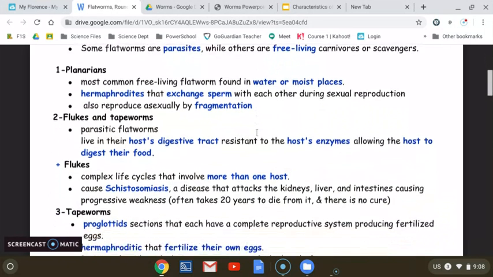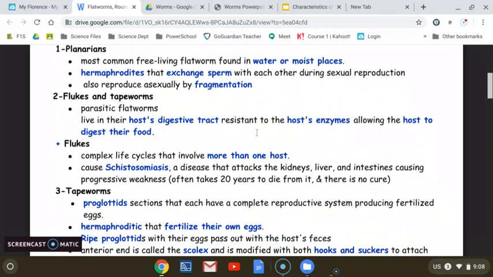Your planarians are the most common free-living flatworm, found in water or moist places. They are also hermaphrodites that exchange sperm with each other during sexual reproduction. They also reproduce asexually by fragmentation. You have your flukes and tapeworms.